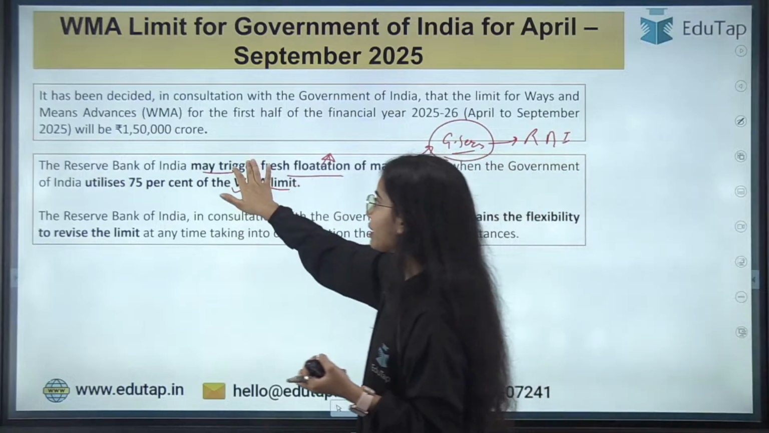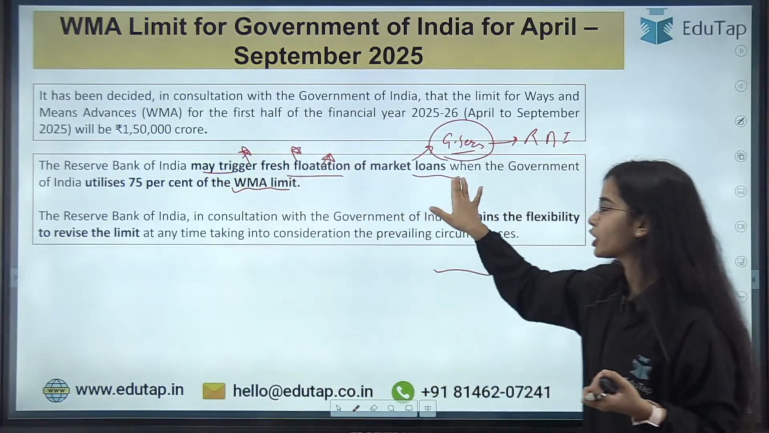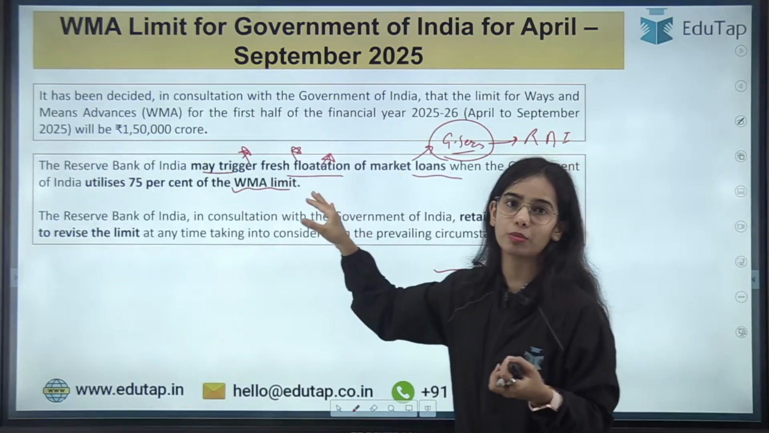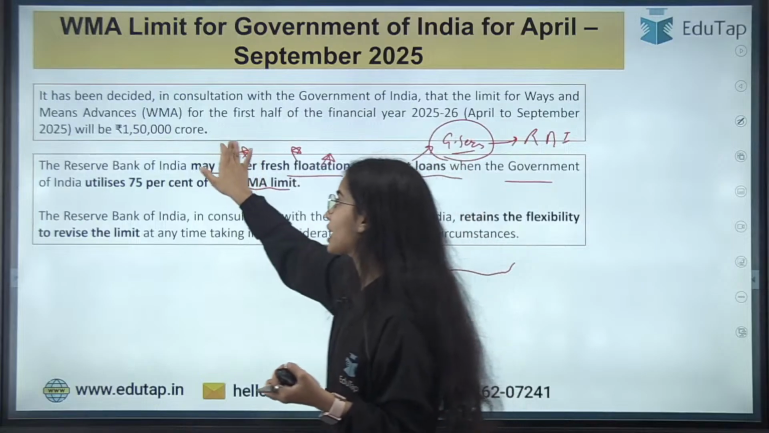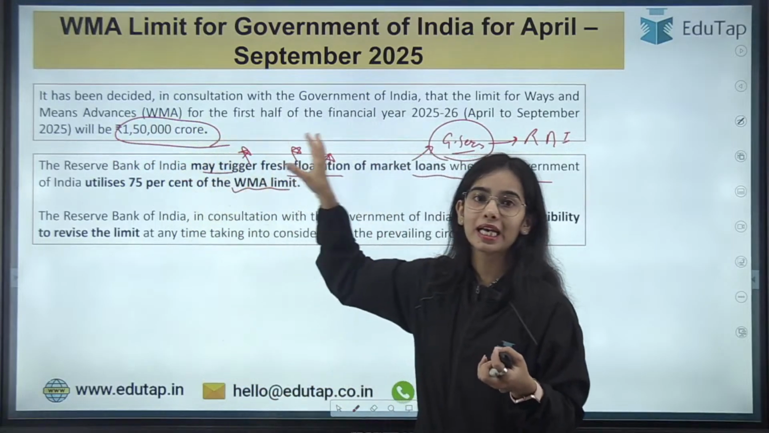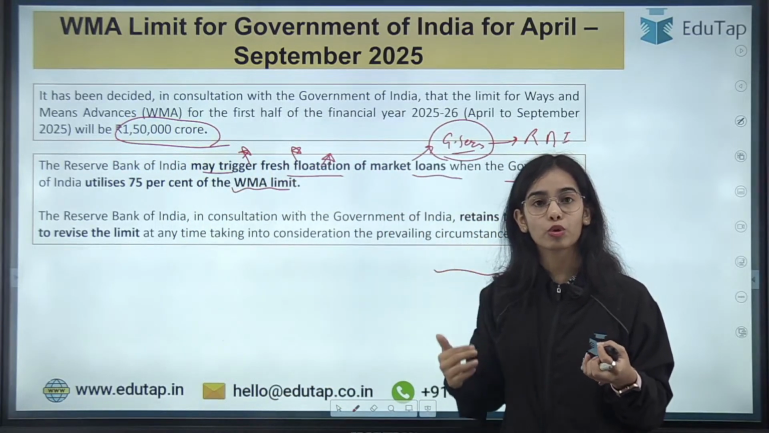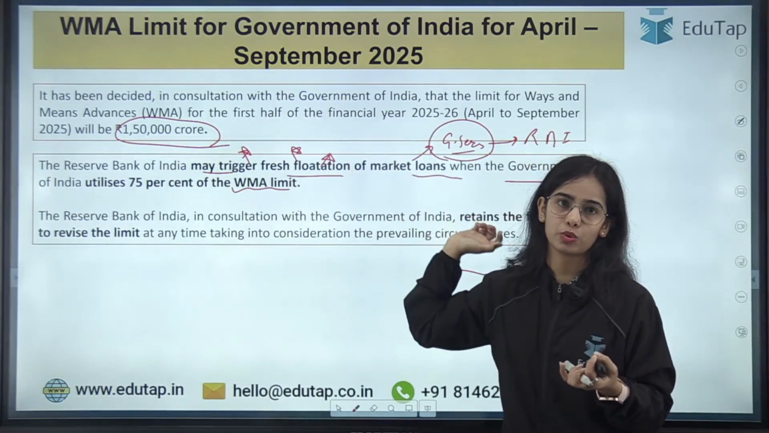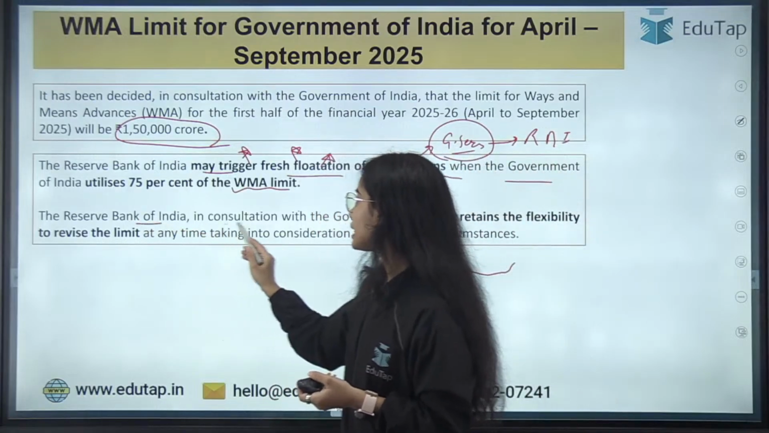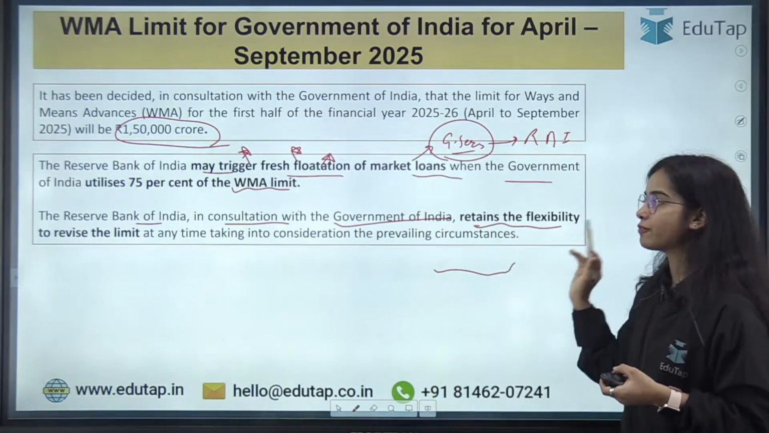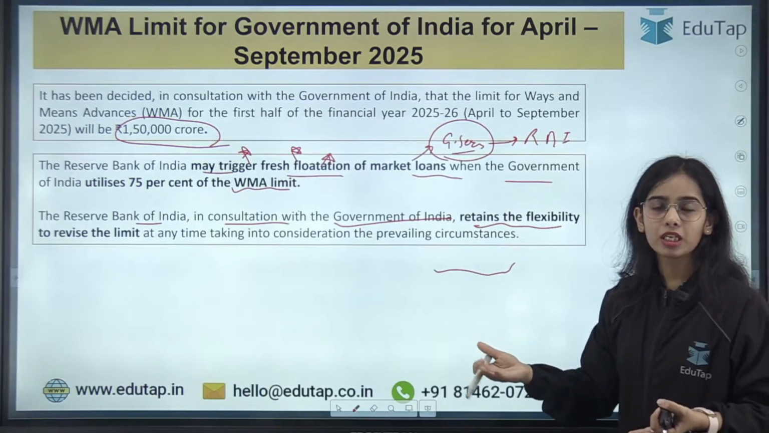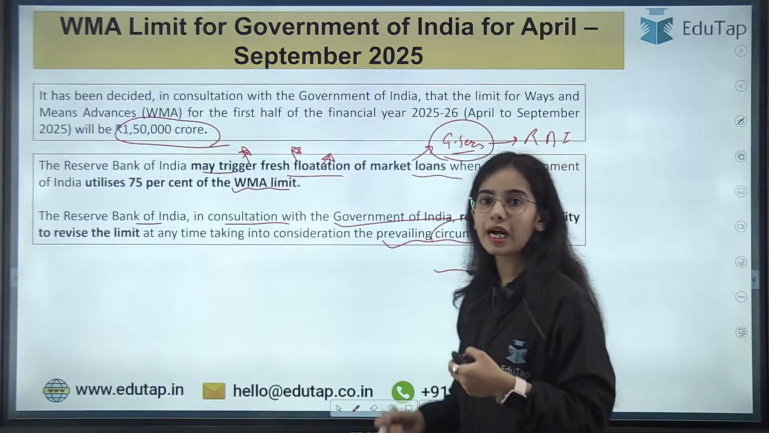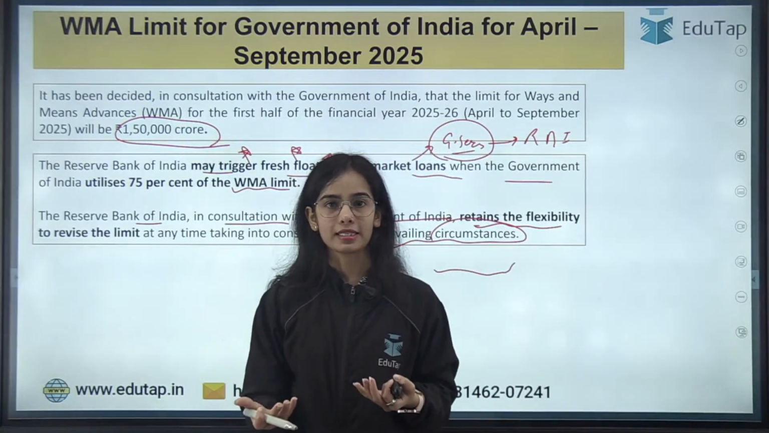So the RBI may trigger the fresh flotation of market loans when the Government of India utilizes 75% of the WMA limit, and if the RBI feels that the government might require more and more money, the RBI can freshly float the market loans. Okay, the Reserve Bank of India, in consultation with the Government of India, retains the flexibility to increase the limit if required, as per the prevailing circumstances. So this is regarding the WMA. Any confusion anyone has in this?